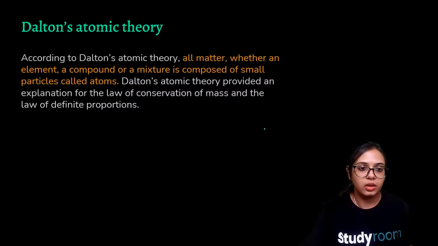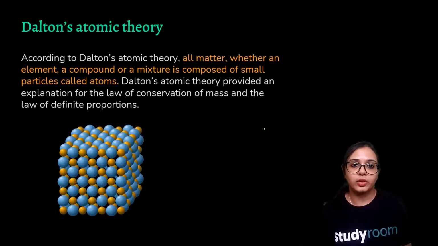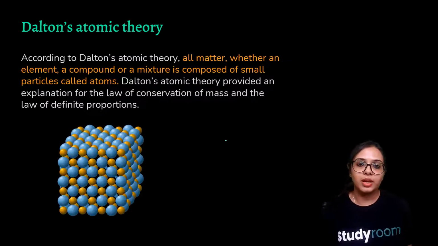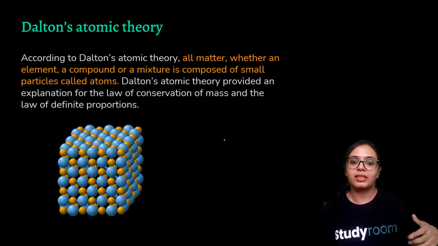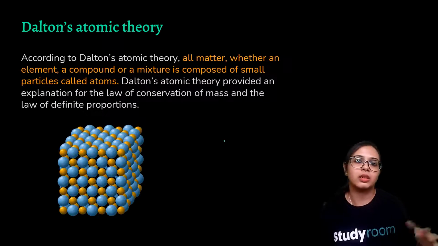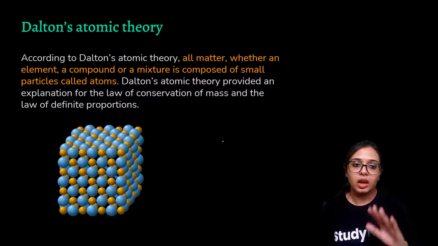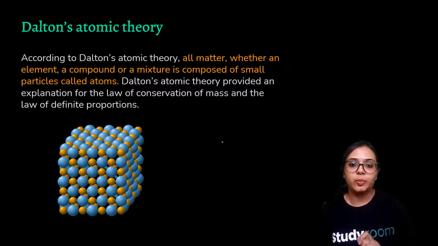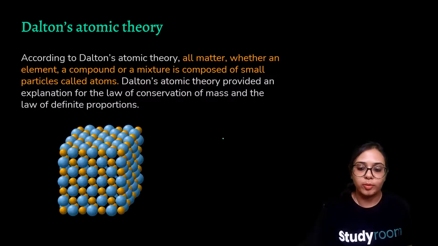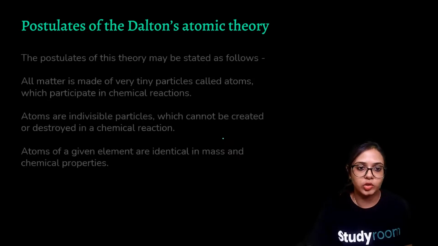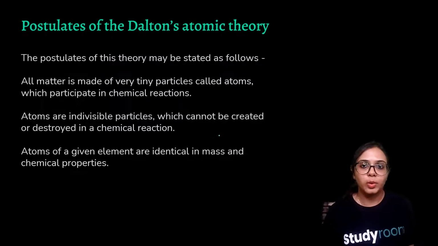Dalton's atomic theory. According to Dalton's atomic theory, Dalton being another scientist, all matter, whether an element, a compound or a mixture, is composed of small particles called atoms. Similar to what those Greek philosophers and that Indian philosopher had postulated earlier. Maybe different names, but the same postulation. Dalton's atomic theory provided an explanation for the law of conservation of mass and the law of definite properties. What is the explanation?